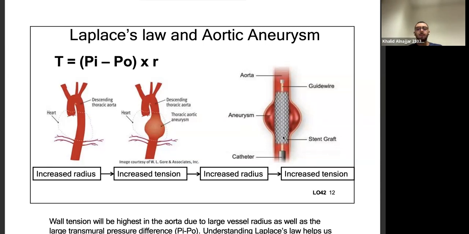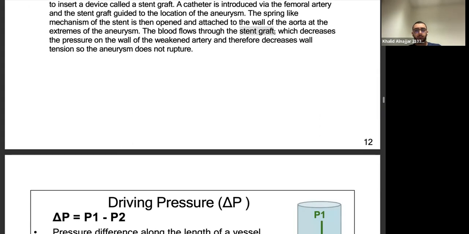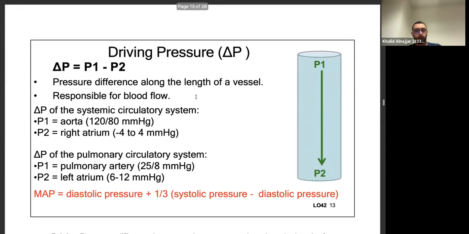This stent graft will bring back the environment of the aorta so that the blood can flow through it, and these pockets will basically stay empty. It's called a stent graft. Which decreases the pressure on the wall of the weakened artery or the aneurysm, and therefore decreases the wall tension, so the aneurysm does not rupture.